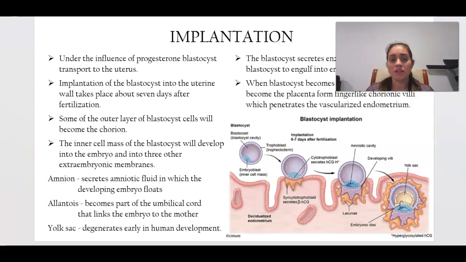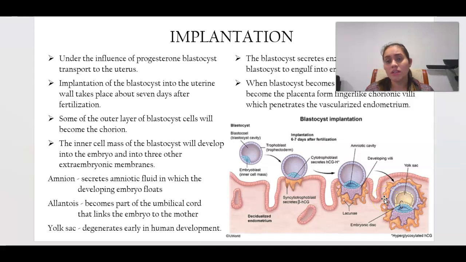The inner cell mass of the blastocyst will develop into the embryo and into 3 other extraembryonic membranes. Those are the amnion, allantois, and the yolk sac. The amnion secretes amniotic fluid in which, as you can see in this picture, the developing embryo floats. The allantois becomes part of the umbilical cord that links the embryo to the mother. And the yolk sac, as you can see in this picture, degenerates early in human development.